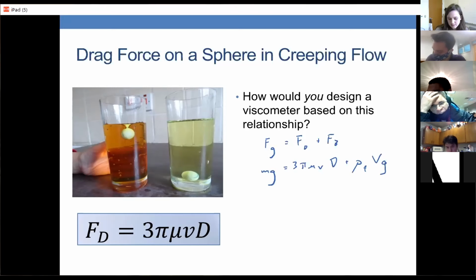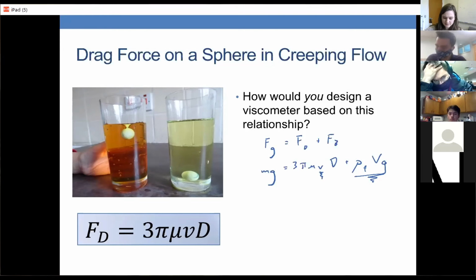And then you would have to know the density already, assuming that the buoyant force is significant, which a lot of times it would be in these situations, so you could calculate the buoyant force. And then you would measure the velocity by timing how long it takes to sink. And you would kind of have to assume that it reaches terminal velocity pretty fast. So if you just put it in the top, drop it.